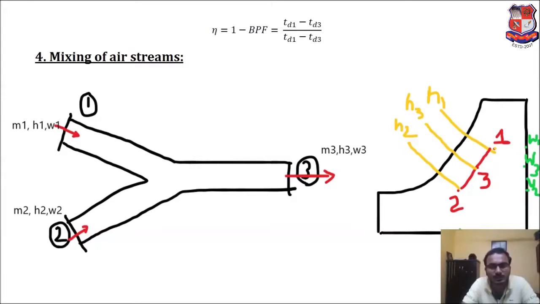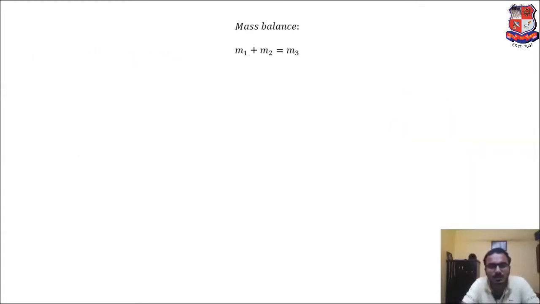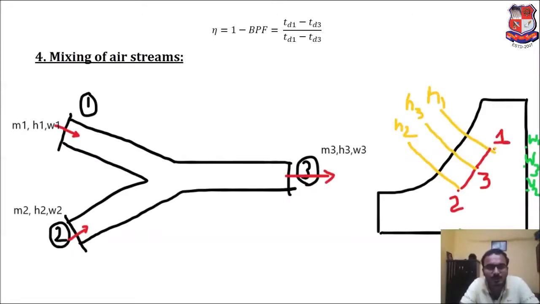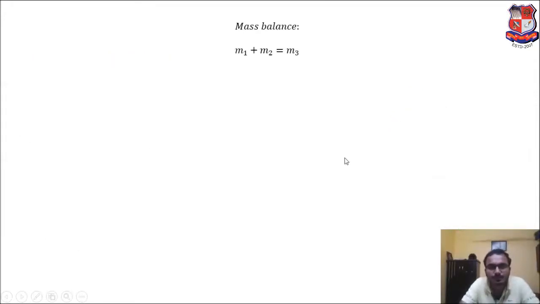So this will be our arrangement for mixing of airstream and its representation on psychrometric chart. Now the mass balance is M1 plus M2 equal to M3, as you can see in this figure also. This mass conservation law says that M1 plus M2 is equal to M3, and similarly we can write down the energy balance, that is M1H1 plus M2H2 will be equal to M3H3.